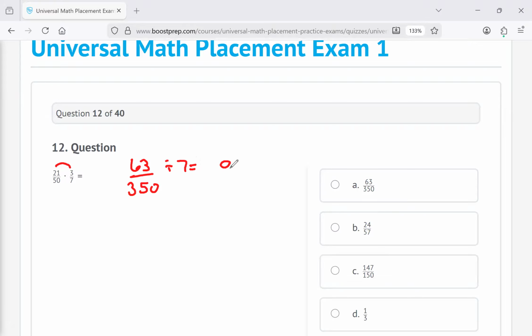Now technically this can be reduced by 7, so this is 9. But I don't see 9 as an answer. Can this be reduced one more time by 3? No, it can't be reduced. The thing is, I don't see 9 over 50. The only answer I see is 63 over 350, right? So A.